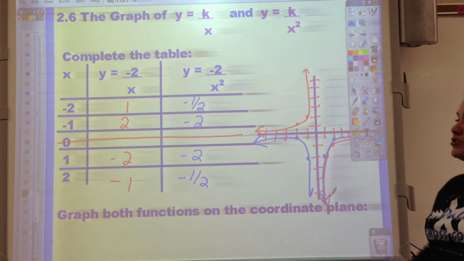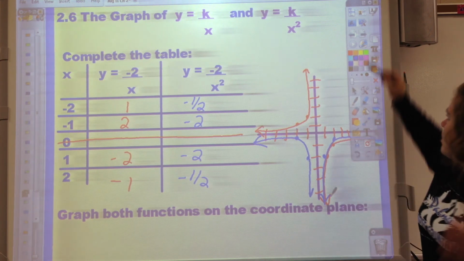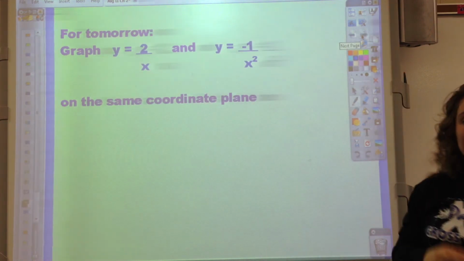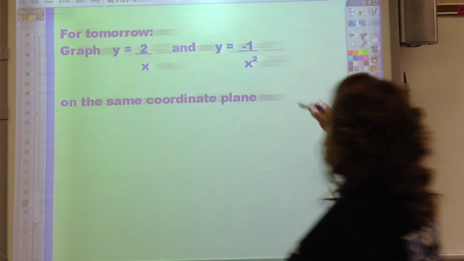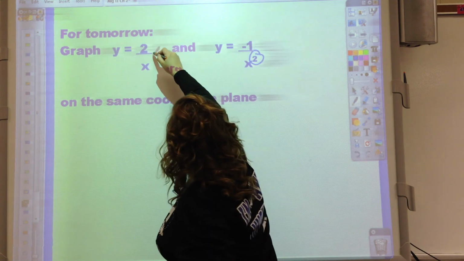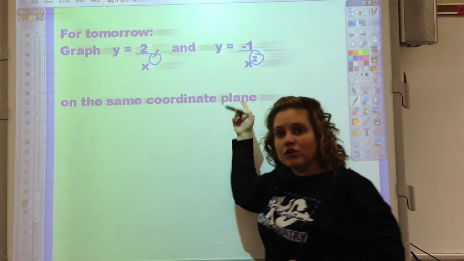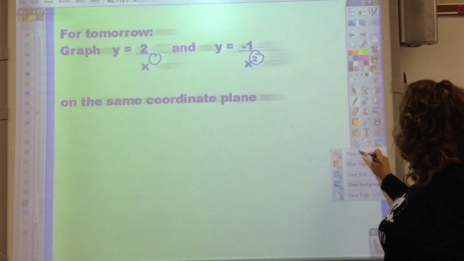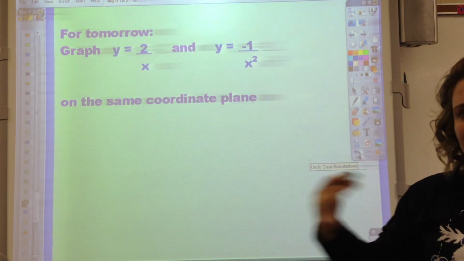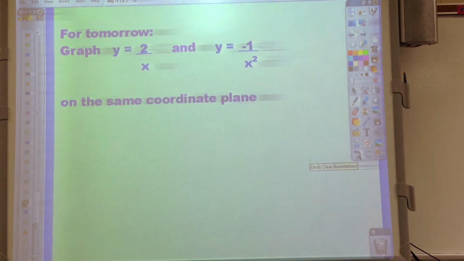Ooh. So what I'd like you to do for tomorrow is graph these two functions, and I would like you to think about what the negative does, and what the whole number does, and what the power does. Think about what your power does to your graph, and what the negative does to your graph. All right, graph those on the same plane. Be ready to talk about those things, and I'll see you tomorrow.